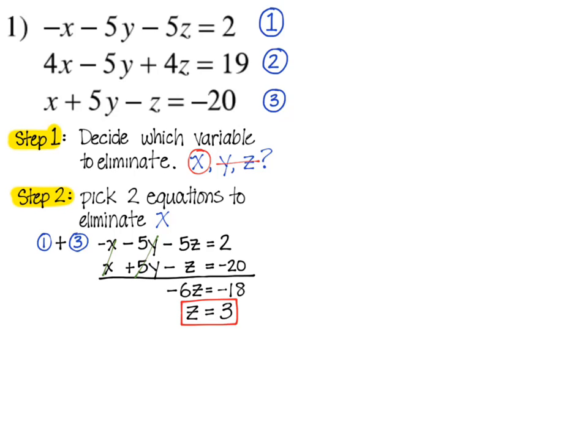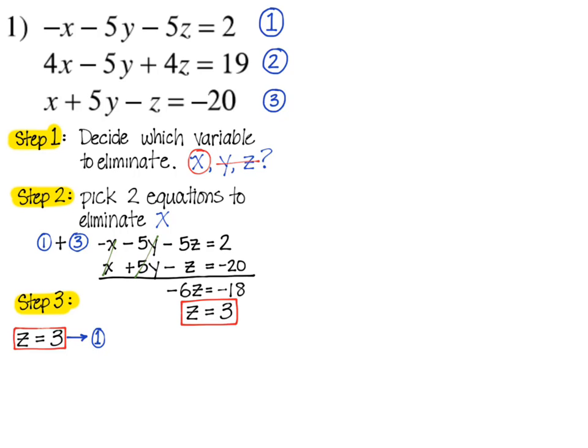This is nice. This does not always happen, but I just happened to eliminate a variable, and when I eliminated just this x, it actually eliminated both x and y, and I was able to solve for one of the variables. And so if this didn't happen, I would do step 2 again, picking two different ones. But since I was able to get one of the variables, I'm going to move on to step 3, which is to substitute that variable into one of the equations that I had.